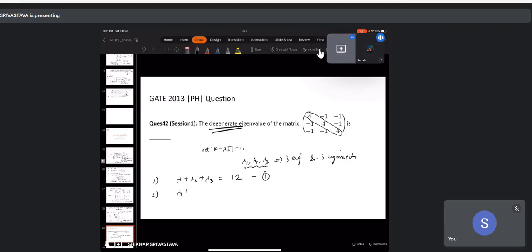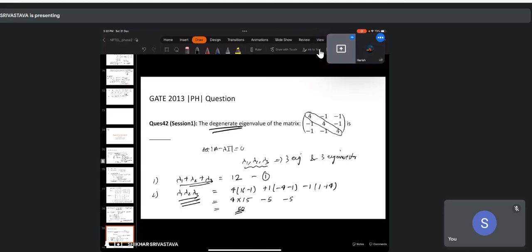And then the product of the eigenvalues is nothing but the determinant of the matrix. So if you find the determinant of the matrix, it will be 4 times 16 minus 1, plus 1 times minus 4 minus 1, minus 1 times 1 plus 4. So 4 times 15 minus 5 minus 5, 60 minus 10, so it is 50. So the product of the eigenvalues is 50 and the sum of the eigenvalues is 12.